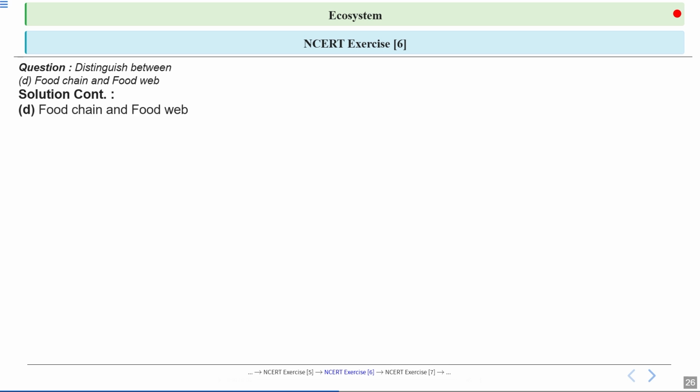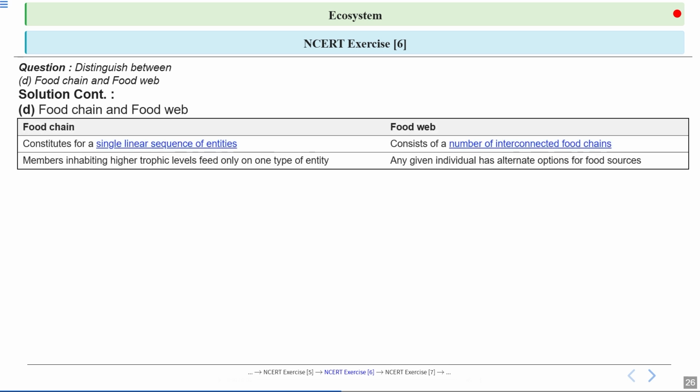Okay, now moving on to the next one, difference between food chain and food web. Now, a food chain constitutes a single linear sequence of entities, and a food web consists of a number of interconnected food chains. Regarding food chain, the members inhabiting higher trophic levels feed only on one type of entity. In the case of food web, any given individual has alternative options for food sources.